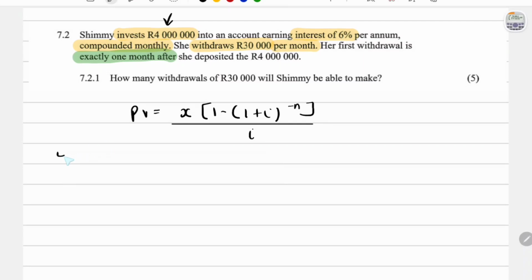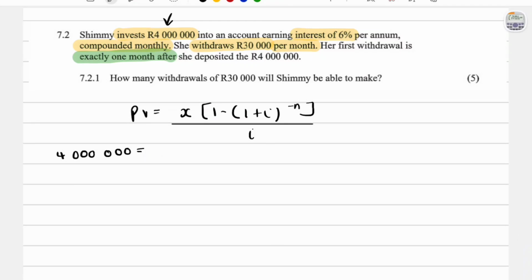So I only explained it as her being the lender to the bank because it would make more sense in the context of present value. So that is the 4 million over there. And then the X amount. Remember that the X amount is usually the monthly installments that the person is paying, right? So that they can clear off their loan.